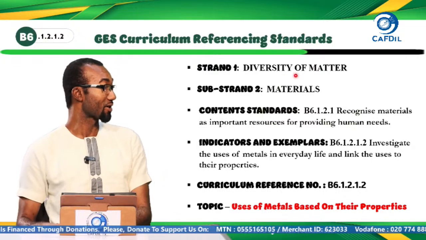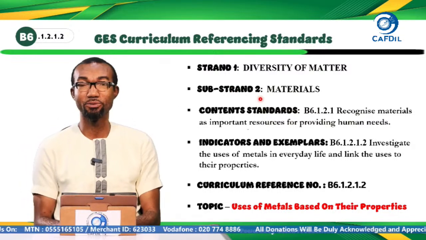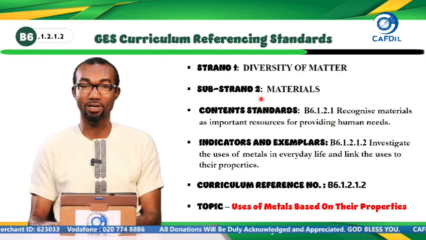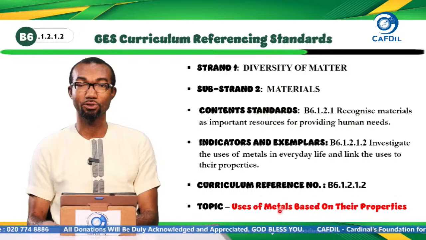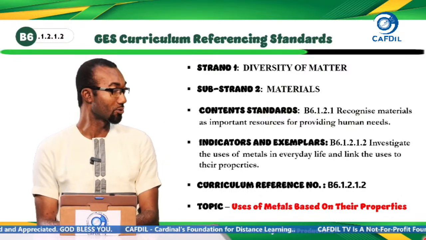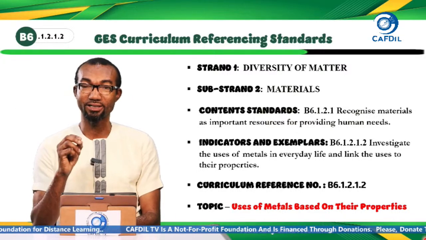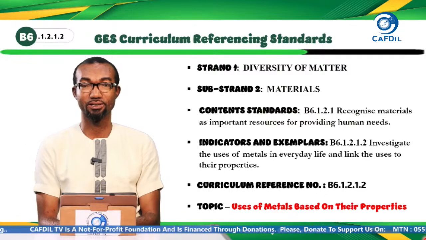So we started with strand 1, diversity of matter, and then in our second lesson we moved to substrand 2, that is materials. And under that we talked about properties of metals. So today we are going to talk about the uses of metals based on their properties.